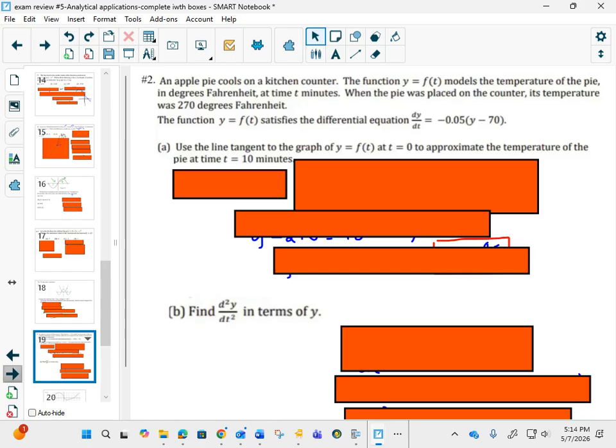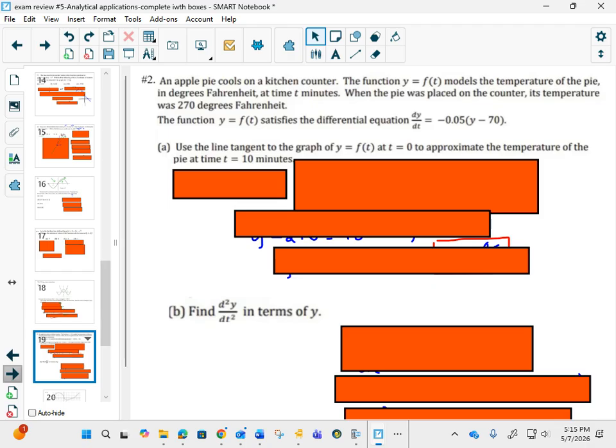This is probably the pie cooling, probably right next to the potato we just solved earlier. They put it together. The function f of t models the temperature of the pie in degrees Fahrenheit at time t minutes. When the pie is placed on the counter, the temperature was 270. That's why we don't play hot pie. We play hot potato.